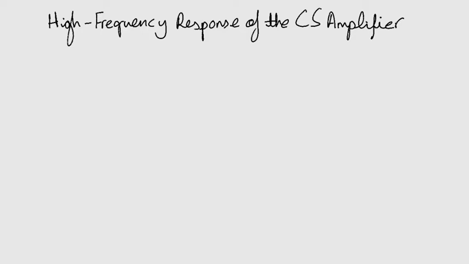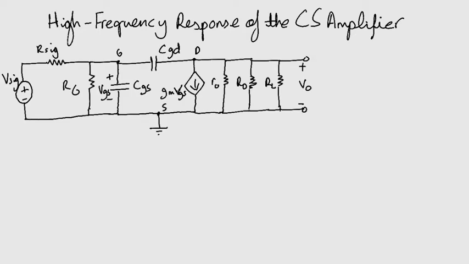Now, in order to study the high frequency response of the CS amplifier, that is the common source amplifier, we need to augment the high frequency model into the common source small signal equivalent circuit. So let's draw this. Here we are. This is the circuit that we wanted. However, notice that this is quite complicated, especially in the middle region between gate and drain. You have a capacitance CGD, which complicates our calculations.